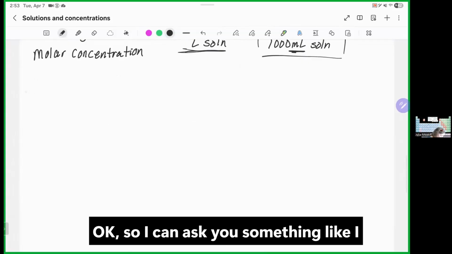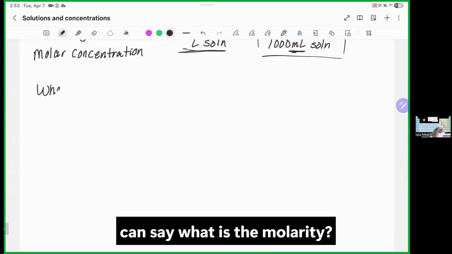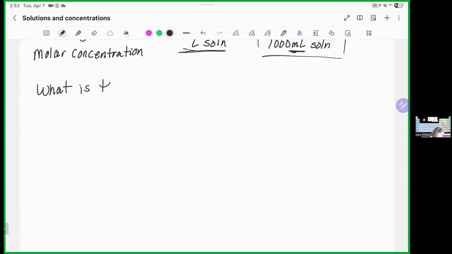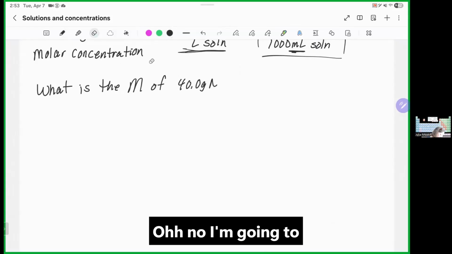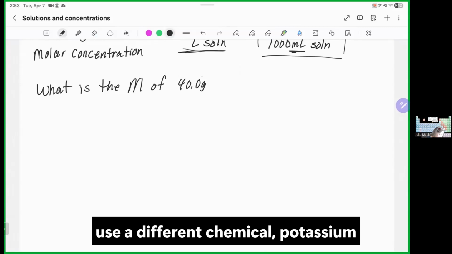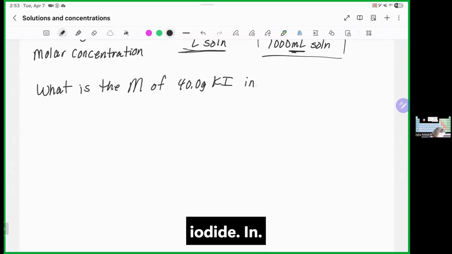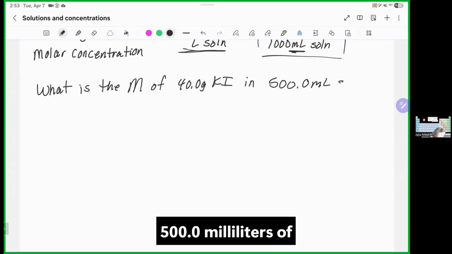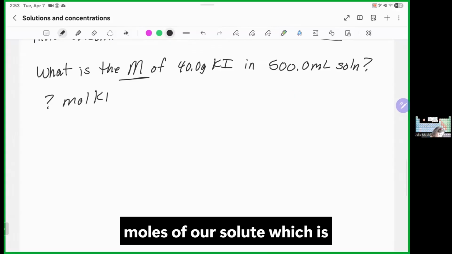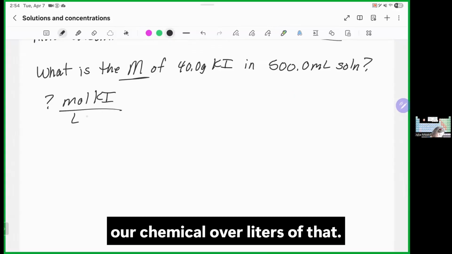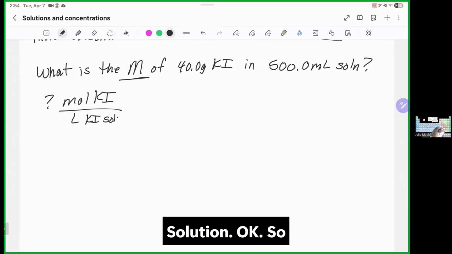Okay. So I can ask you something like, what is the molarity of 40 grams sodium iodide? Oh, no, I'm going to use a different chemical. Potassium iodide in 500 milliliters of solution. Okay, so our question is molarity, that is moles of our solute, which is our chemical, over liters of that solution.